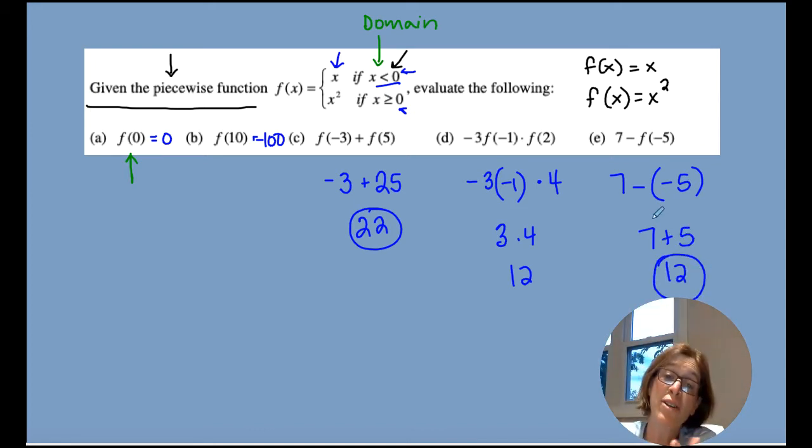Okay, so function notation can get tricky with piecewise functions. So again, look at your domain carefully and then find the x they're looking for, which domain it fits into, to identify which function you're going to use.